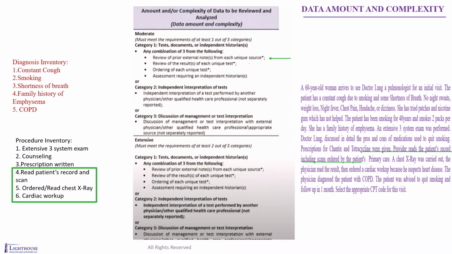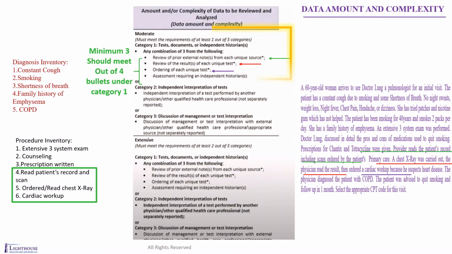Okay. Now we have review of the result of each unique test. Did that happen? Yes. The physician read the result of that X-ray. Next, ordering of each unique test. Did that take place? Yes, it did. It says the physician ordered the cardiac workup. Okay, now we have fulfilled 3 out of 4 there. That's what we need in order to code category 1 moderate amount of complexity. So now our data complexity is going to be moderate.